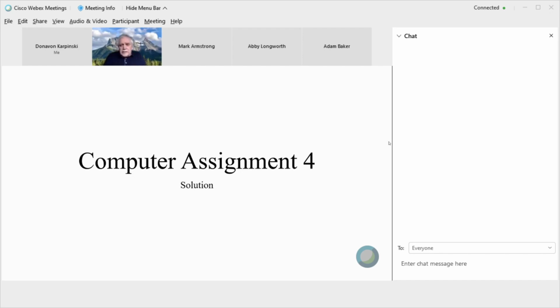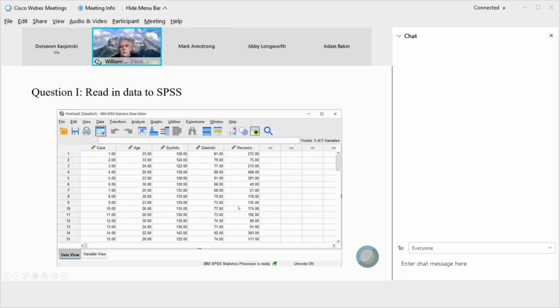Okay, what we're going to do in this class now is go through how to solve computer assignment 4. There's 2 questions in there. The first question, we read in the data.